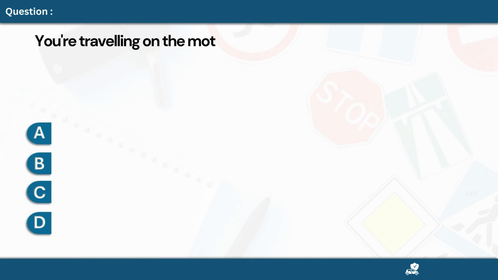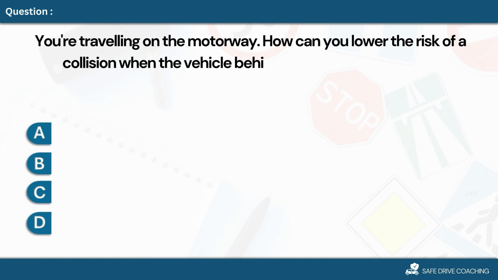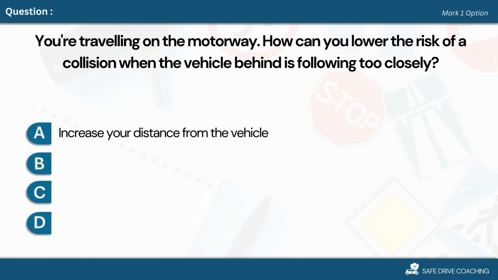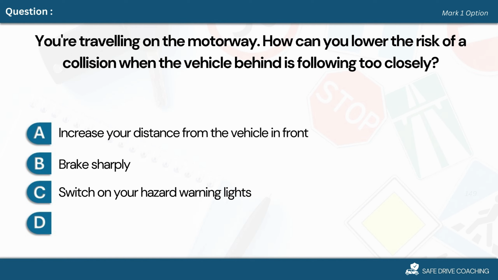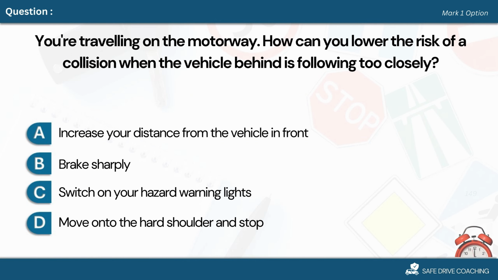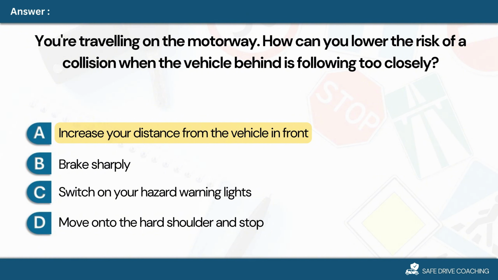You're traveling on the motorway. How can you lower the risk of a collision when the vehicle behind is following too closely? A. Increase your distance from the vehicle in front. B. Brake sharply. C. Switch on your hazard warning lights. D. Move onto the hard shoulder and stop. The correct answer is A. Increase your distance from the vehicle in front.